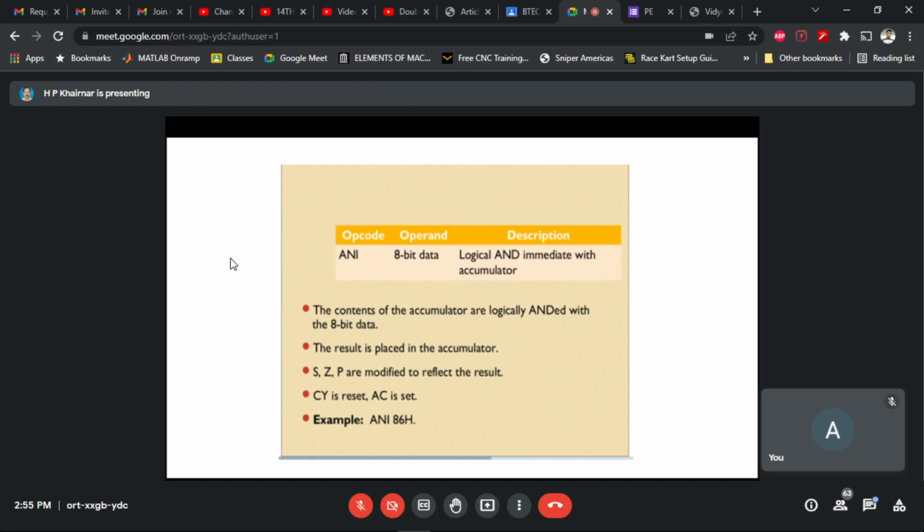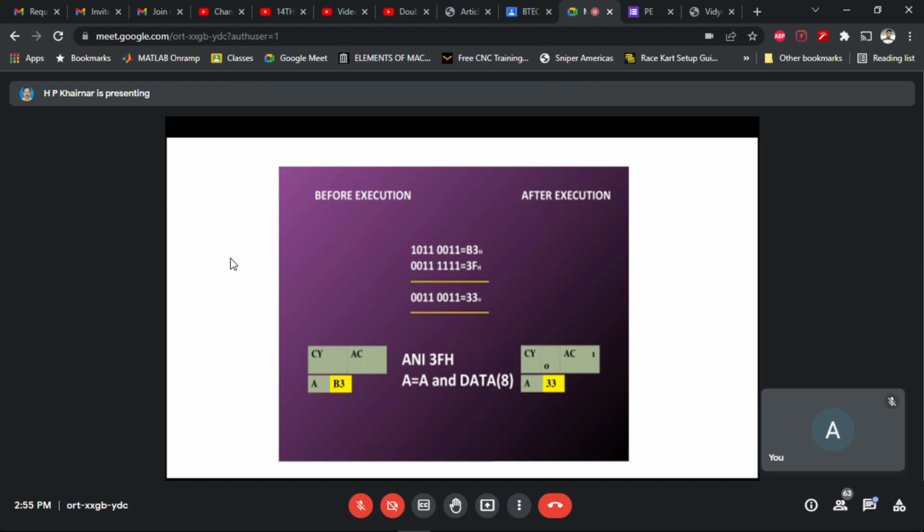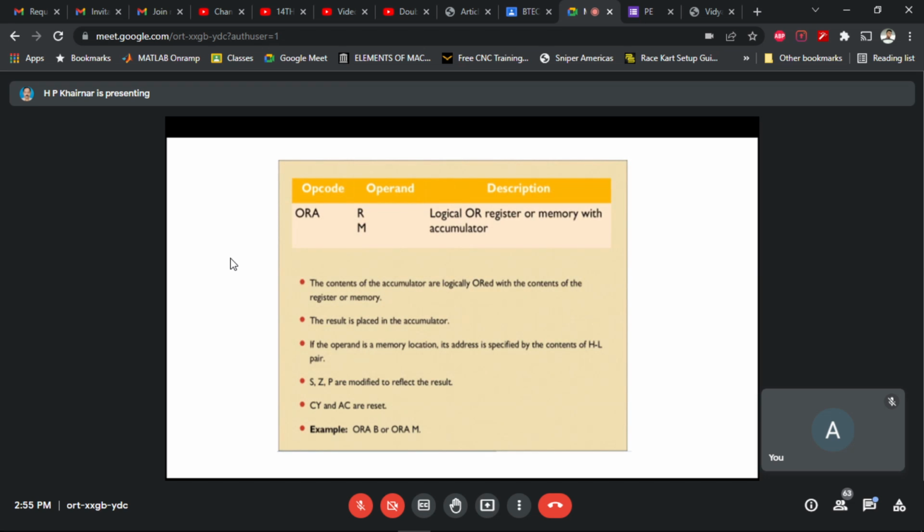So this is the ANI instruction. What does this ANI instruction mean? You will directly AND the 8-bit data with the content of the accumulator. Here the 8-bit data can be anything. Here they have taken the example of 3F, and the accumulator is containing B3. Convert into binary, apply the AND logic, and then you get the result.